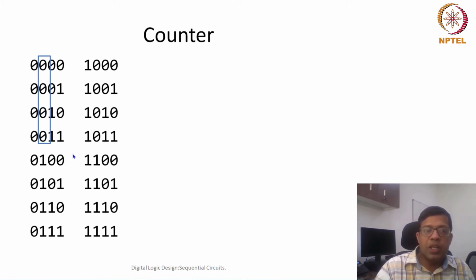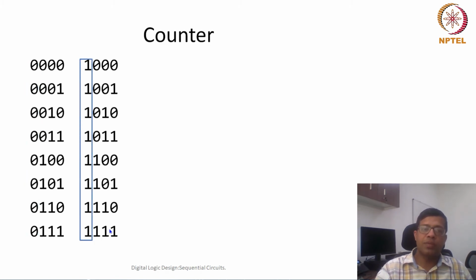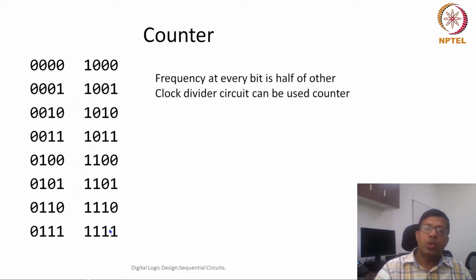Similarly, for the third bit, we see 4 zeros together and then 4 ones together, then again 4 zeros together, then again 4 ones together. And for the fourth bit, we see 8 zeros together and then 8 ones together. So essentially, it looks like a clock signal. The other observation is that the frequency of every bit is half of the previous one.